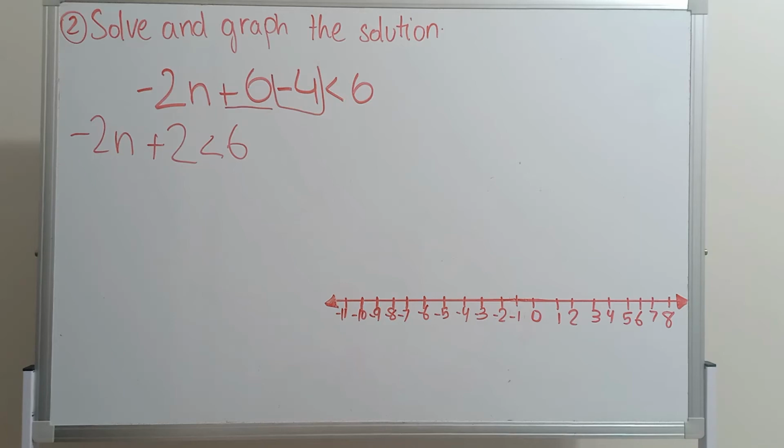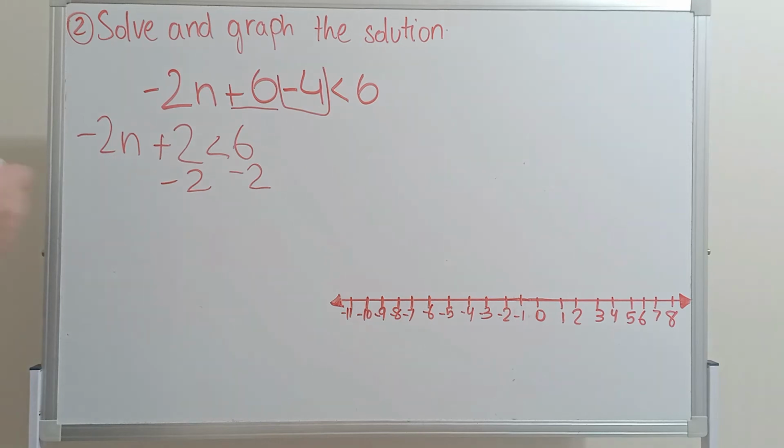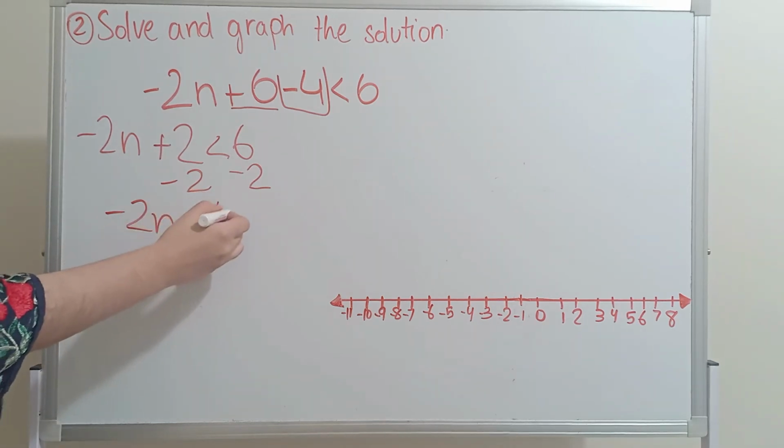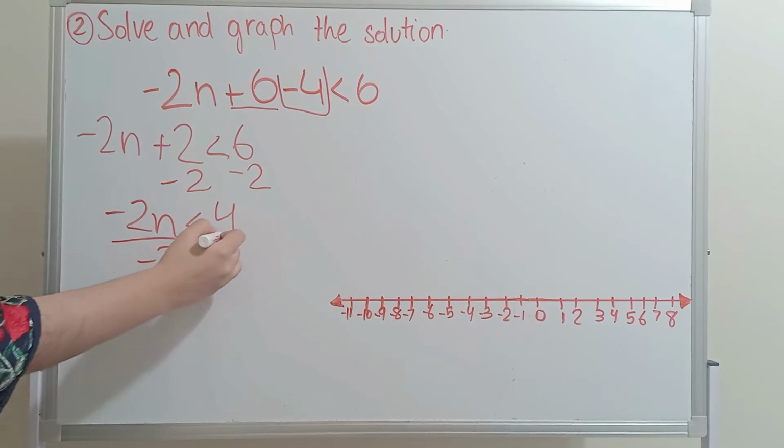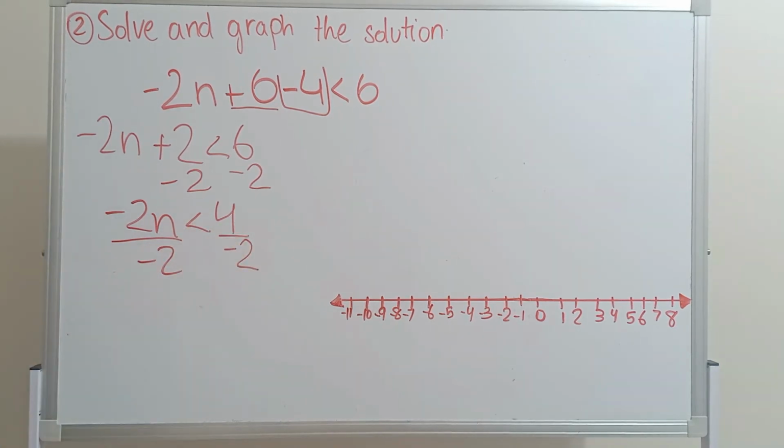Now we have to subtract 2 from both sides, because we want the variable by itself. So now we will just rewrite it. Negative 2n is less than 6 subtract 2, which will give us 4. Now we can divide both sides by negative 2. We have to be careful here because we are dividing both sides by a negative number. When we divide both sides by a negative number, we have to switch the sign. Since it says less than, we are going to put greater than.